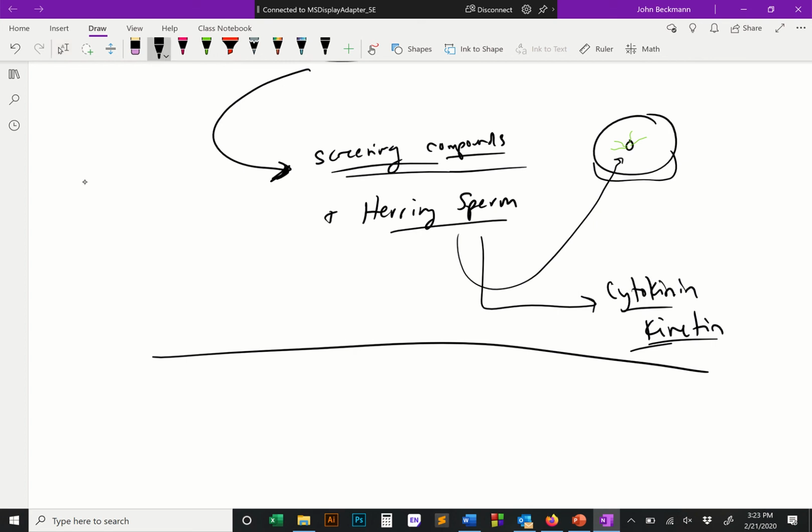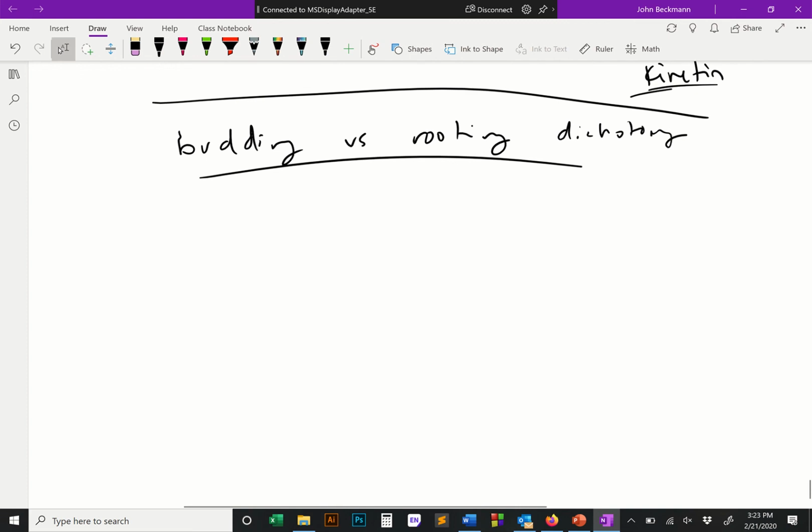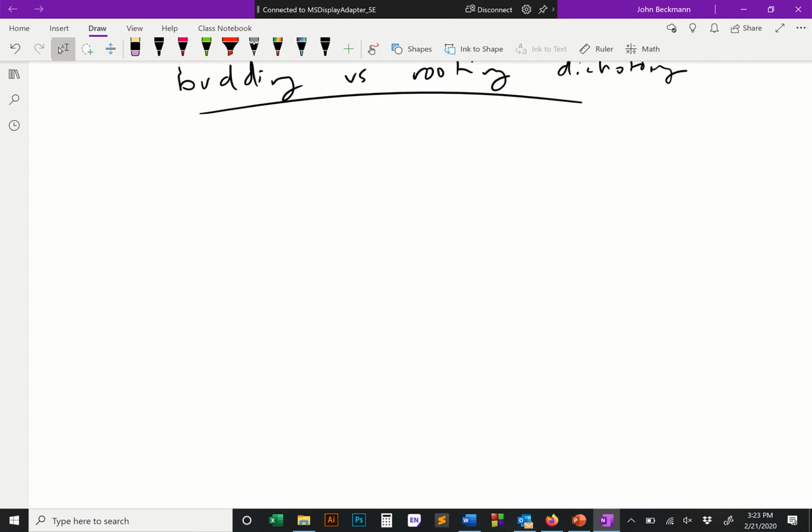Okay, so these are sort of set up as a budding versus rooting dichotomy, kind of, in simplest terms. Okay, so now with that knowledge, what do you do to micropropagate plant tissue? So there's 4 stages, okay? And the first stage is selection of the mother plant.